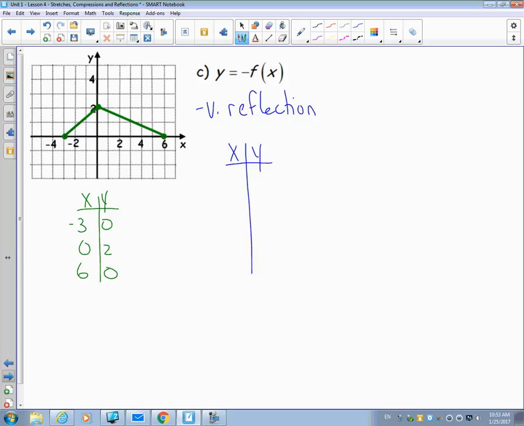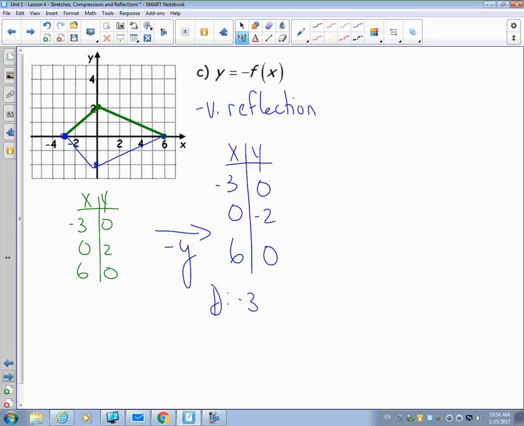How do I do that? I take my y values and I take the negative of them. So my x's don't change, my y's have the opposite signs now. Again, we have those invariants on the x-axis, they don't change. But when I graph it, it should look like it's been flipped over vertically, and it does.